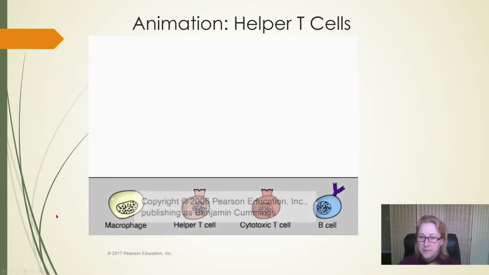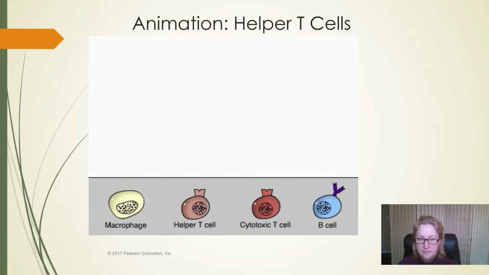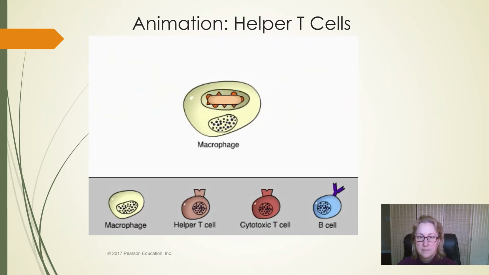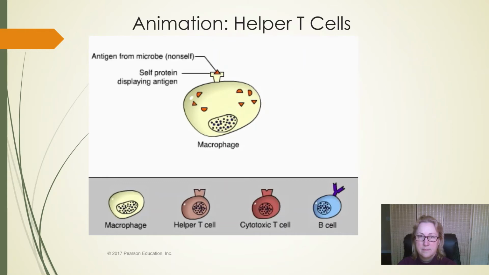Now let's look at how helper T cells aid cell-mediated immunity and humoral immunity. Imagine that bacteria have infected the body. Antigen molecules on their surfaces identify them as foreign. A macrophage engulfs an invader and breaks it into pieces. It displays the foreign antigen on its surface, along with a self protein that acts as a label for the body's own cells. The macrophage is now an antigen-presenting cell.